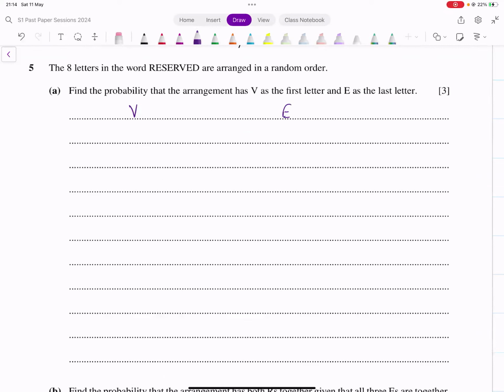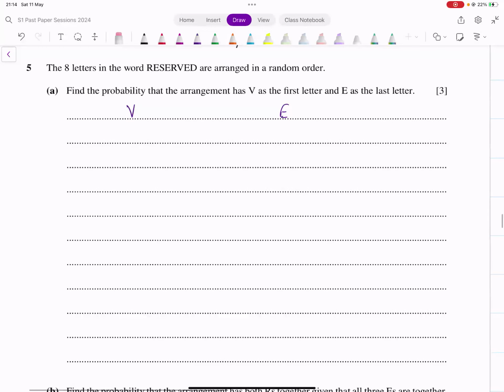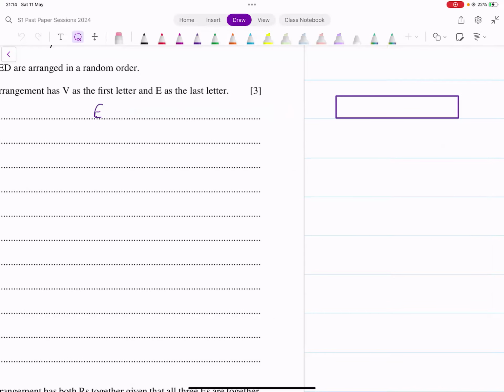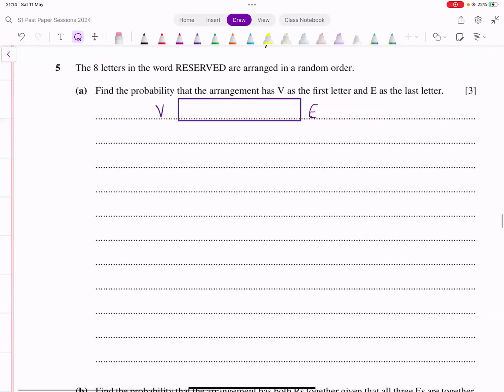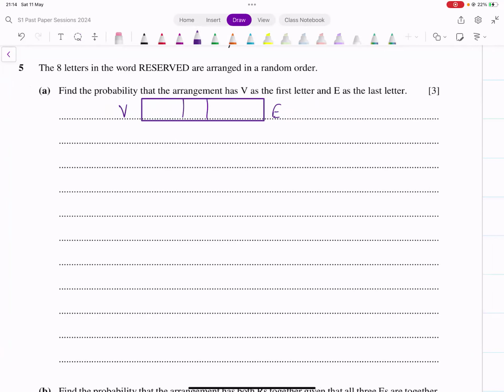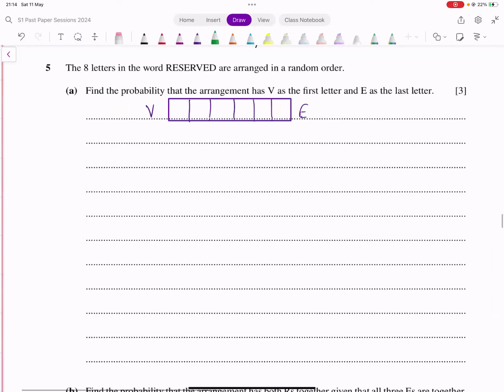We have 8 letters in total. How many letters are we left with in the middle? 6 letters are left in the middle, right? These are 6 letters in the middle. Let's make 6 boxes for them. What are those 6 remaining letters? R, S, E, R, E, D. One E is there, V is there. Yes, these are the remaining letters, right?